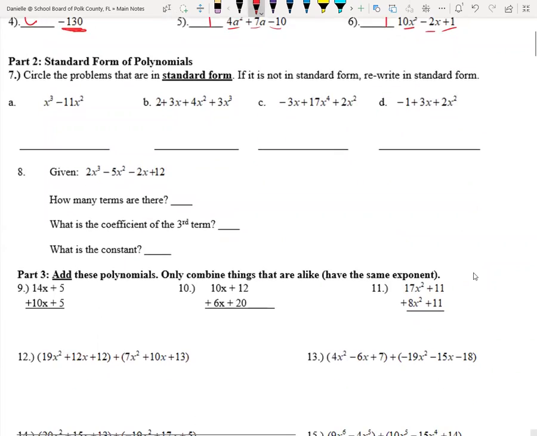And quickly talking about standard form. Standard form, we need to put the largest exponent first. So it would be x to the 5th plus 10x to the 4th minus 22x to the 3rd plus x squared minus 100x plus 12. Biggest exponent all the way down to the constant. So this one is in correct form. This one, however, is not. Technically, we need to take the whole thing and flip it around. So we would have 3x to the 3rd plus 4x squared plus 3x plus 2.